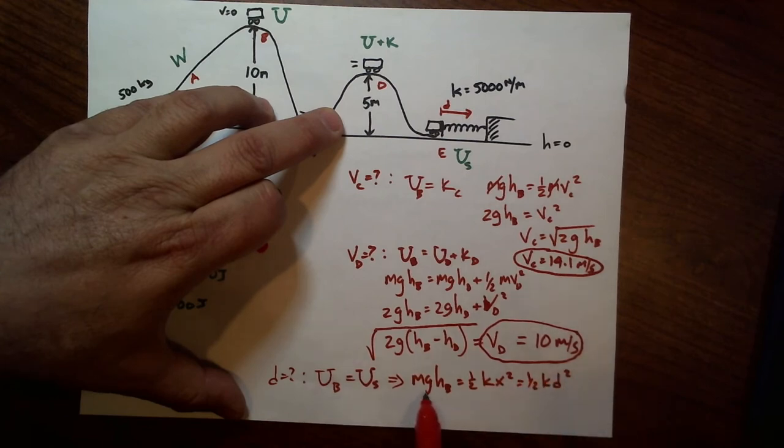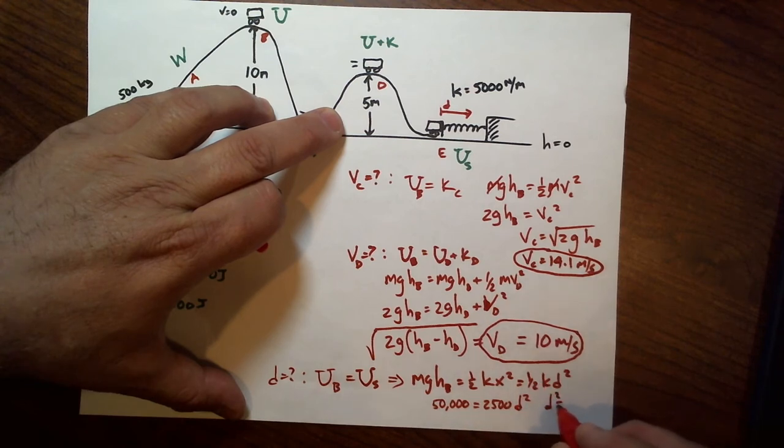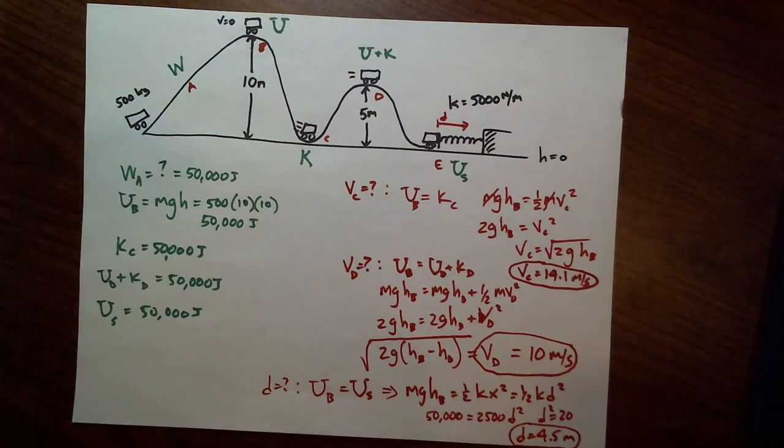All right, now we already know that m times g times h is 50,000. And the reason I'm not canceling the masses is there's no mass on this side, so it doesn't do the cool thing that it did up here when you involve a spring. So 50,000 equals half of k, or 2,500, times d squared. 50,000 divided by 2,500 is 20, and so d squared equals 20, and d is going to be about 4.5 meters. I'm going to need a pretty long spring and a long space to stop this thing, just to make sure I don't run out of spring compression.